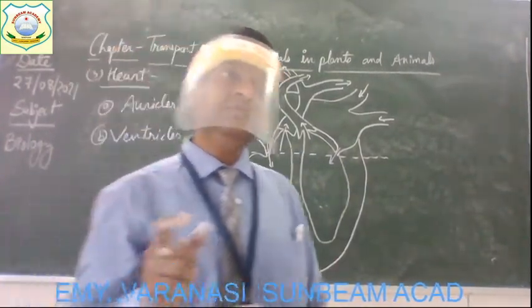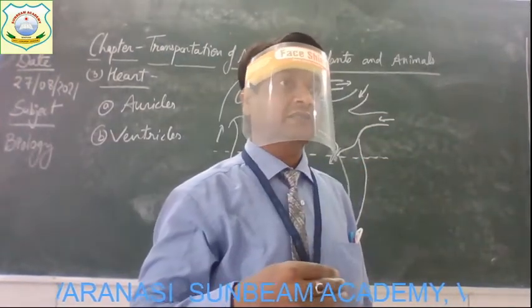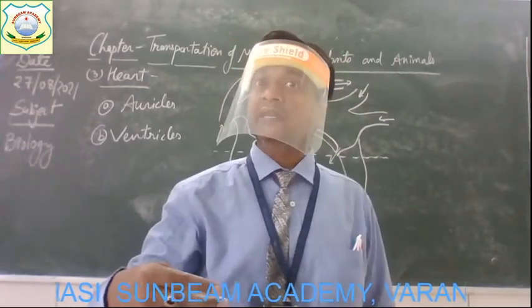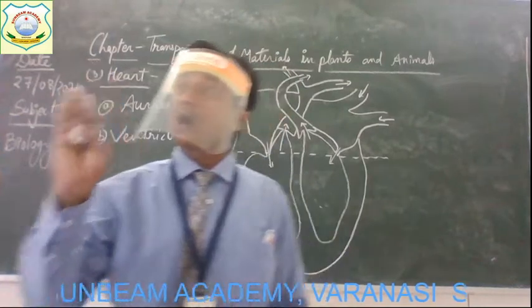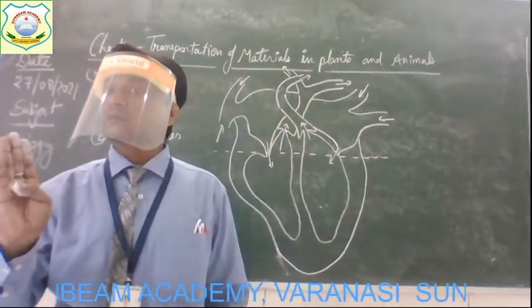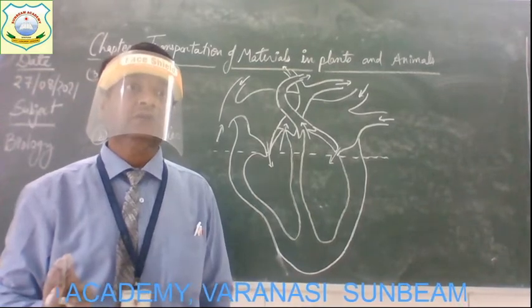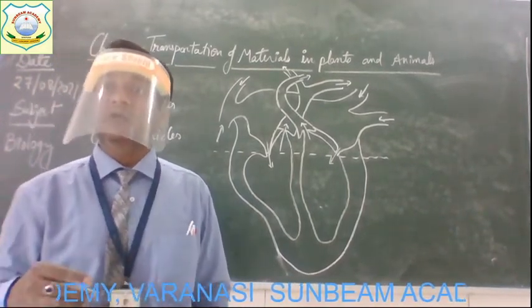What are the names of these chambers? 2 auricles, 2 ventricles. Okay, 2 auricles, left and right. 2 ventricles, left and right. Get it? So all these 4 chambers, ventricles and auricles, play an important role in the pumping of blood in our body.